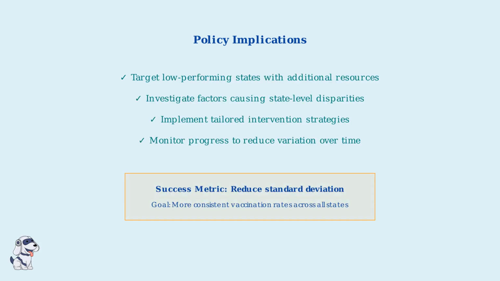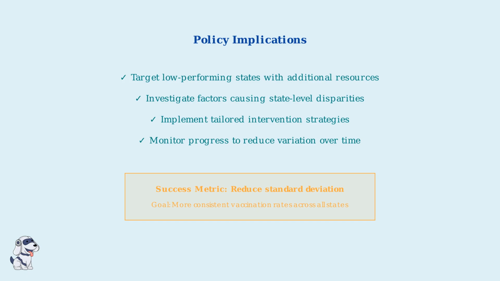Health officials should target low-performing states with additional resources and investigate the underlying factors causing disparities. Tailored intervention strategies can address specific state needs. The ultimate success metric would be reducing the standard deviation over time, indicating more consistent vaccination rates across all states. This case study demonstrates how measures of central tendency and dispersion transform raw vaccination data into actionable public health insights.